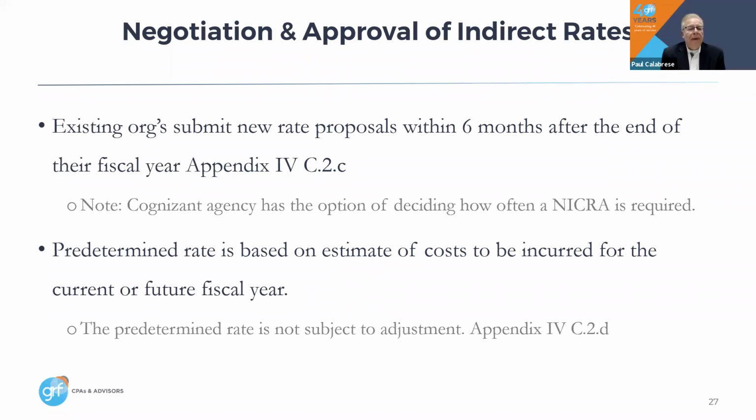If you have an ongoing NICRA from year to year, then you have 6 months after your fiscal year end to give time for the auditors to do their audit, because your NICRA submission should be based on your audited financial statements. So you have 6 months after year end to get it in. Usually the government's not tracking you down on it unless you're very large and it impacts a lot of the federal money, because you have an indirect rate in there. But technically you have 6 months after fiscal year end.